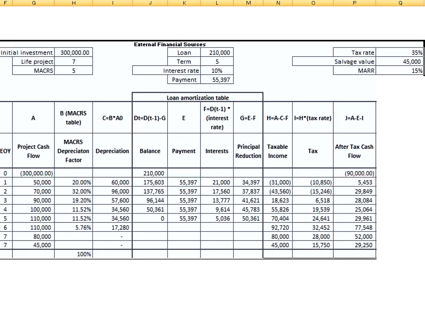$5,453. If we continue with this process for the second year, we receive 70,000. We need to subtract the amount that we need to pay to the bank, and that is both interest and principal reduction. That's the complete payment, 55,397. And to that, we need to subtract the taxes, but the taxes in the second year are negative. So now we end up with a positive cash flow of 29,849. And we keep doing that same process for all the years, and that's how we compute column J.